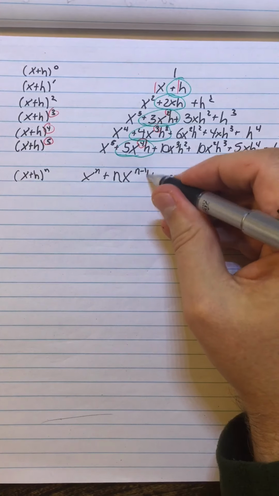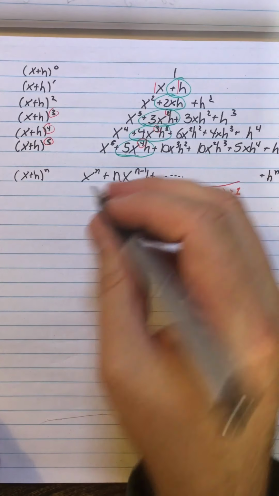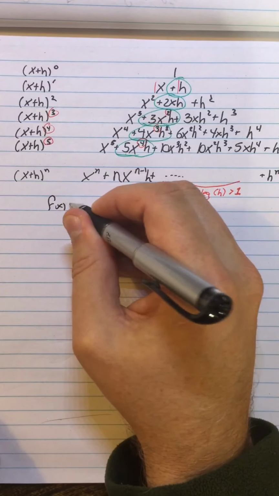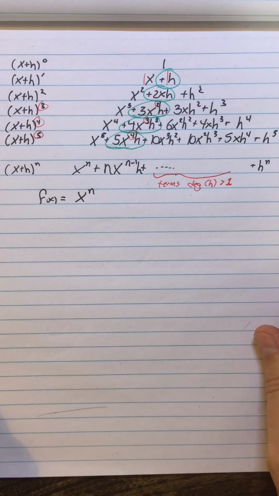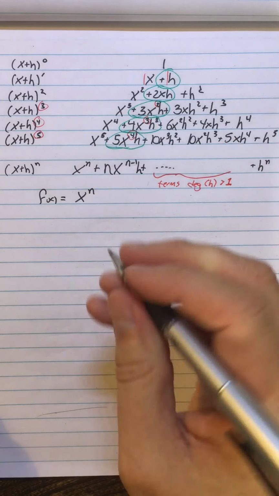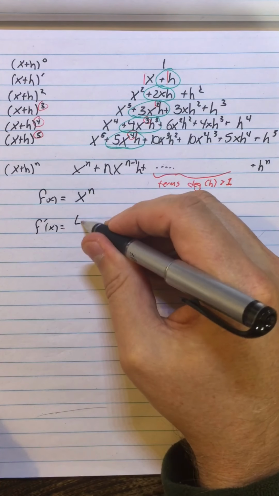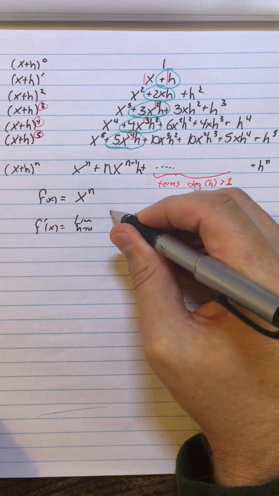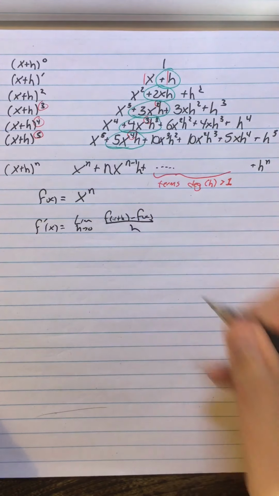This term actually has an h in it. Okay, so now if I can say, let f of x equal x to the nth power. So now I'm not even going to say what the exponent is. What would f prime of x be? Well, f prime of x, we can start by saying it's the limit as h approaches 0 of f of x plus h minus f of x over h.